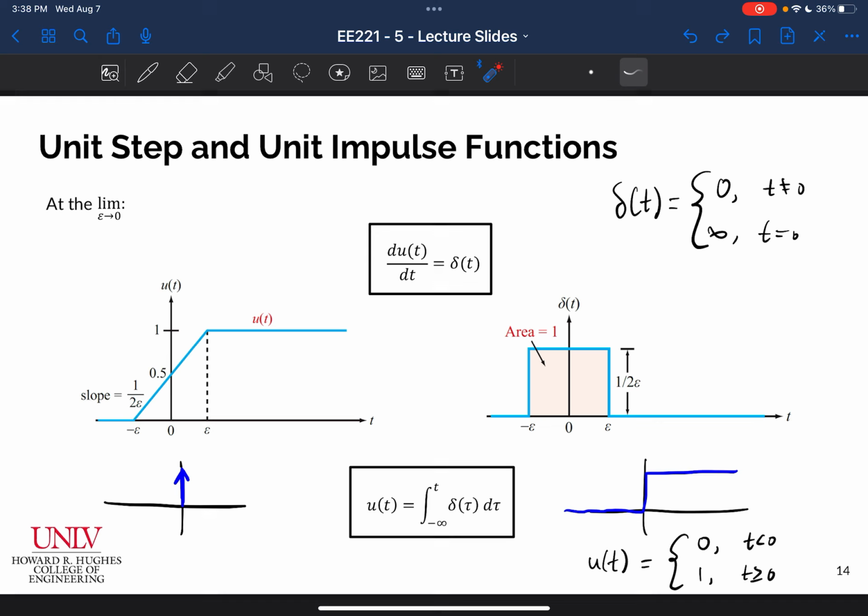So I'm going to go ahead and end this video here. That's all for unit step and unit impulse functions, and we're going to start talking about Laplace transforms in the next video.